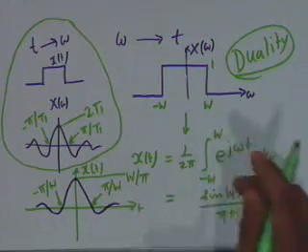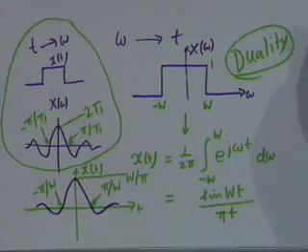And this is the principle of duality which we shall formally state and prove later when we do the properties of Fourier transforms. Now, this is an example, and such an example occurs in many places in communication engineering, as you shall see later.